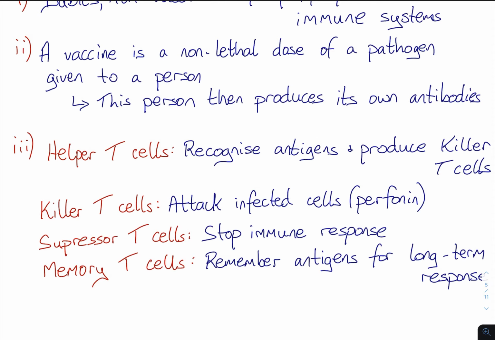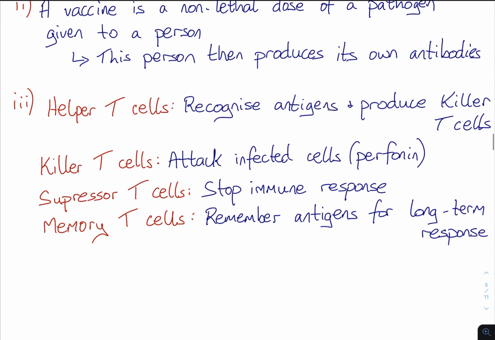And finally, the memory T cells. These are what are responsible for the long-lasting active immunity. They remember the antigens for a long-term response. So it means if you come in contact with that disease again, the body is going to be more adapted to overcome it. It will produce killer T cells a lot quicker.